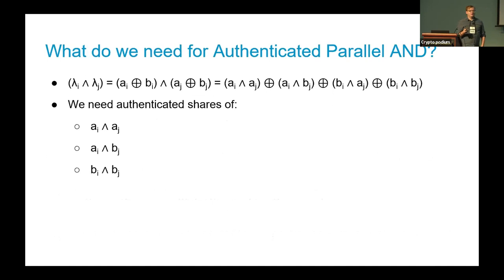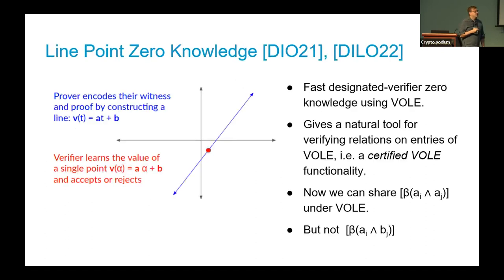Now, authenticated parallel AND, as I said earlier, is where it gets tricky. The top is some good old classic distributive property, if you expand out what lambda i and lambda j are, which we need to authenticate and share. We have basically three kinds of terms: A_i and A_j, B_i and B_j, A_i and B_j. A_i and A_j and B_i and B_j are basically the same. And these are both doable with one new kind of machinery that I'm going to throw out at the last second.